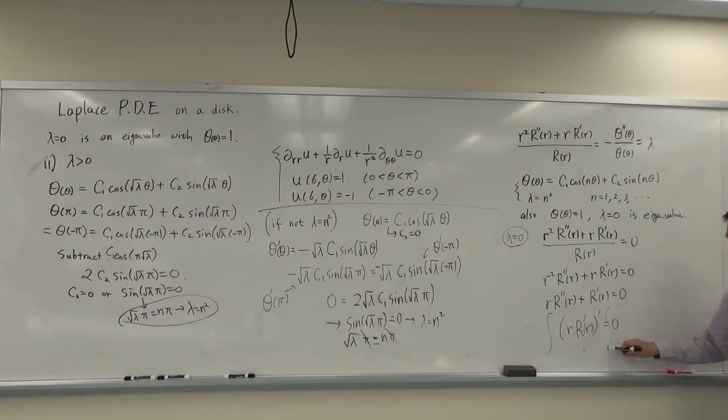So then you can integrate both sides, which says that r R prime of r must be some constant. Divide by r, and then you integrate, you get R of r as, what's the integral of 1 over r? Ln of r, right? So c ln of r. You don't need to put absolute value because r is always 0 or positive. In polar coordinates, r is always positive. Plus another constant of integration, so you put d. What's log of 0? Negative infinity. So that's not physical.